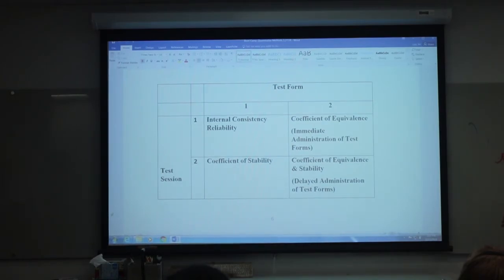So that's the instrumentation. When you write your proposal for your thesis or doctoral dissertation, in the instrumentation section, you have to address this. It's how you plan to attend to validity and reliability. And of course, after all these things are done, you have to pilot it to make sure that your instrument works.